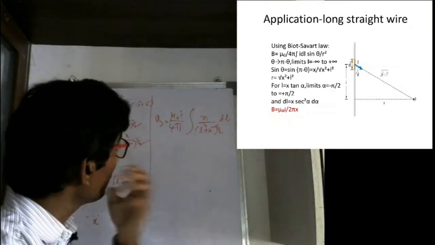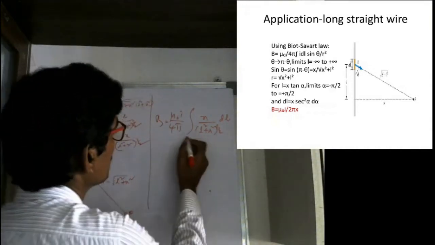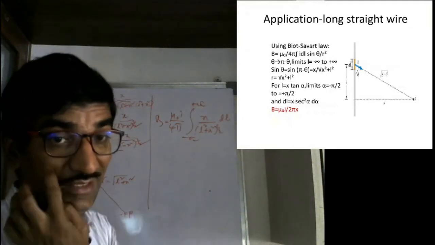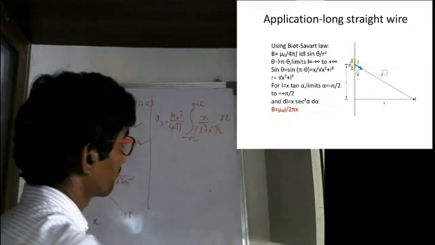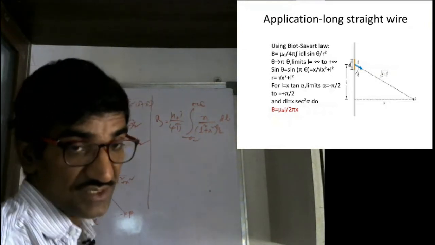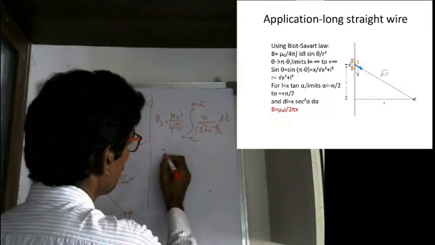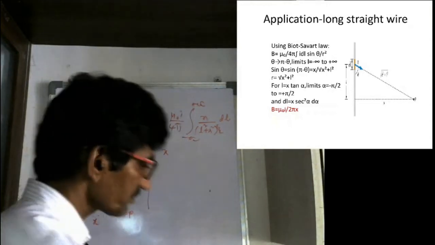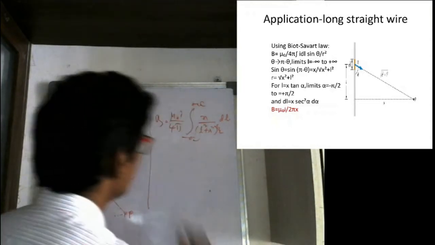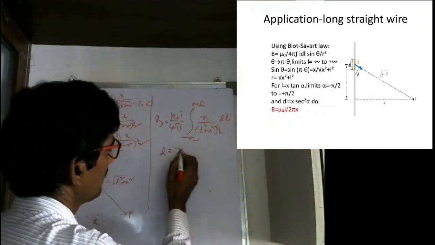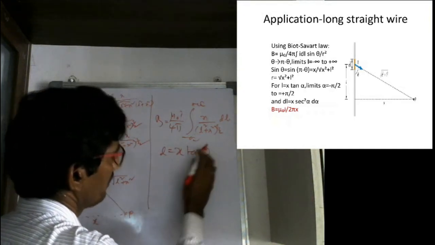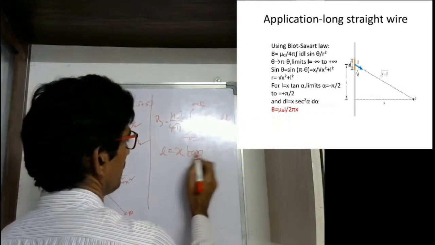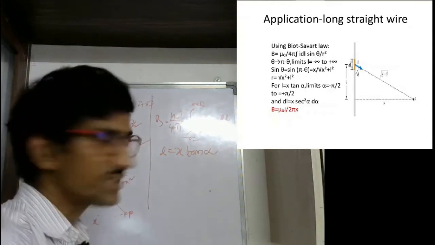Okay, now the limits are extending from minus infinity to plus infinity. This is a variable, your length is infinite, where the conductor is an infinite conductor. So let us now try to change the variables here. Put L equal to x tan alpha. Okay, I'm changing the integral.